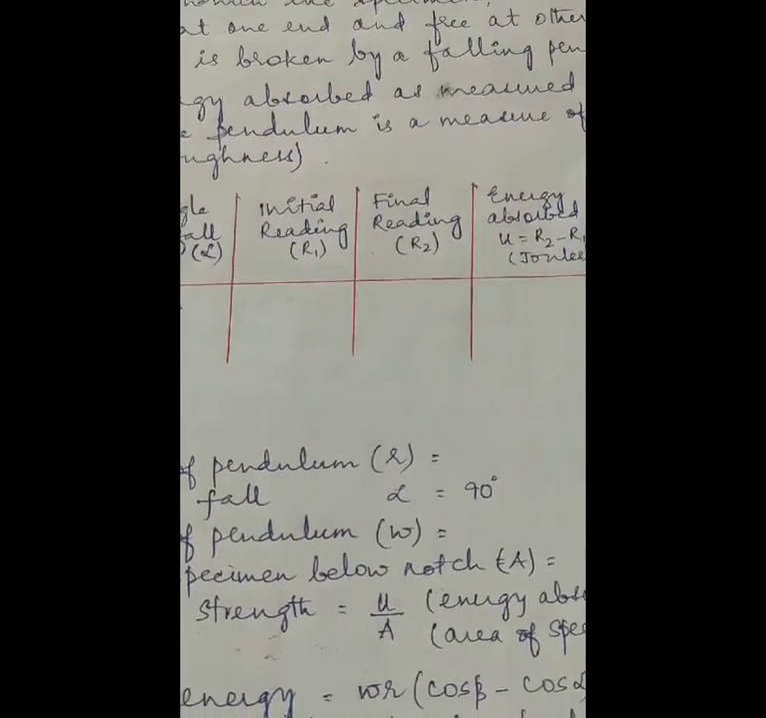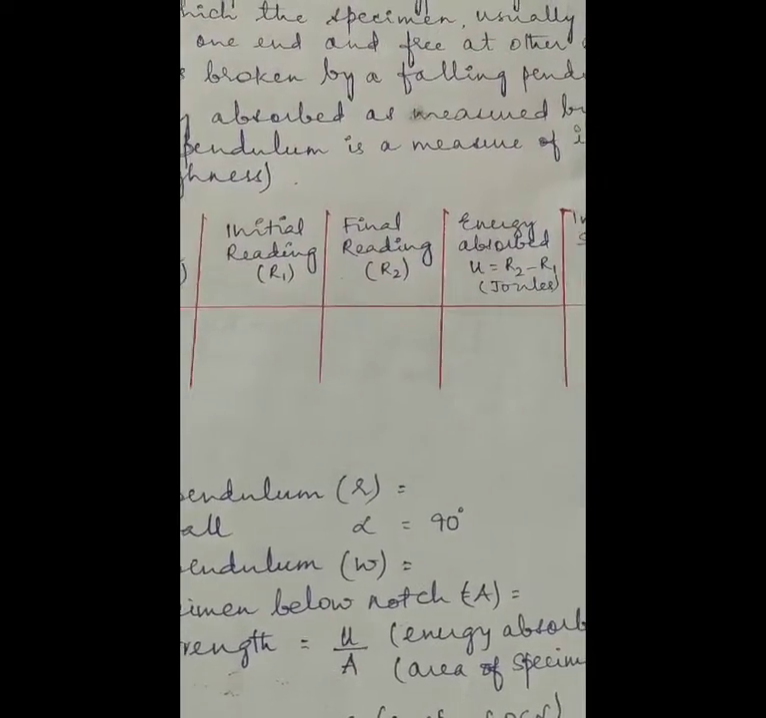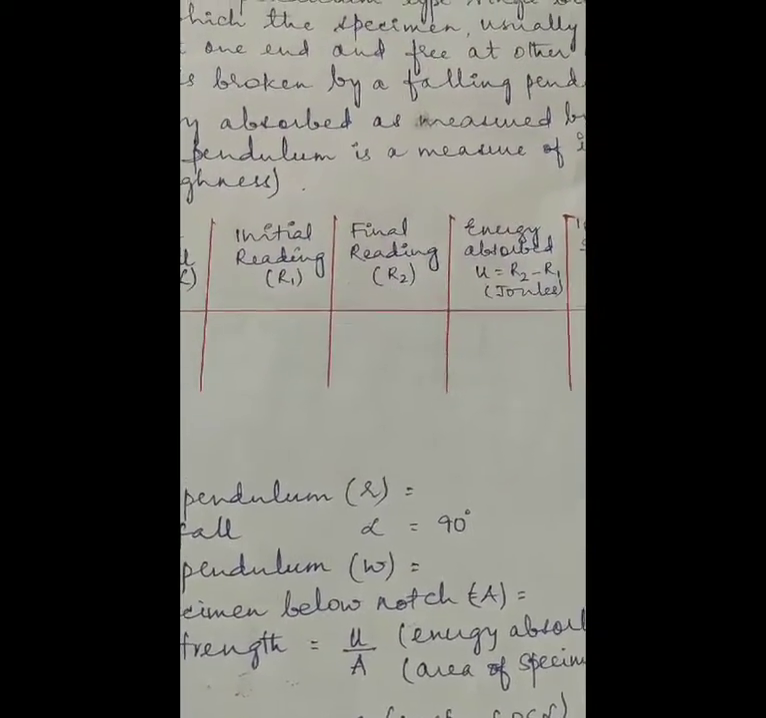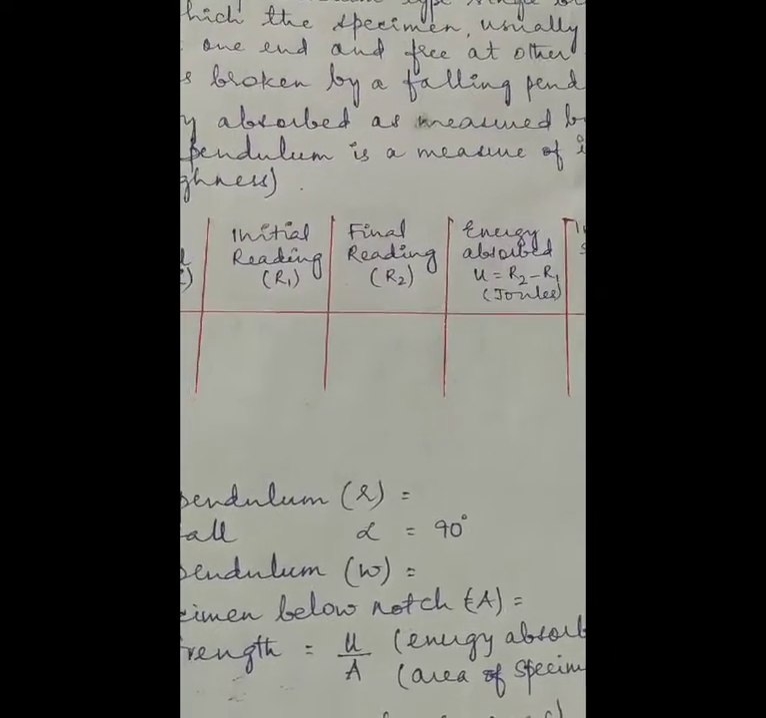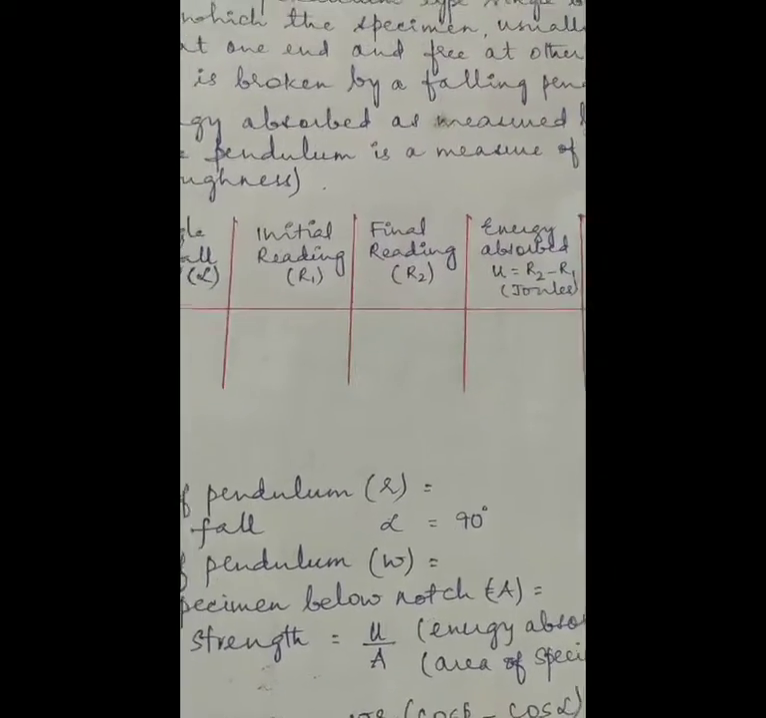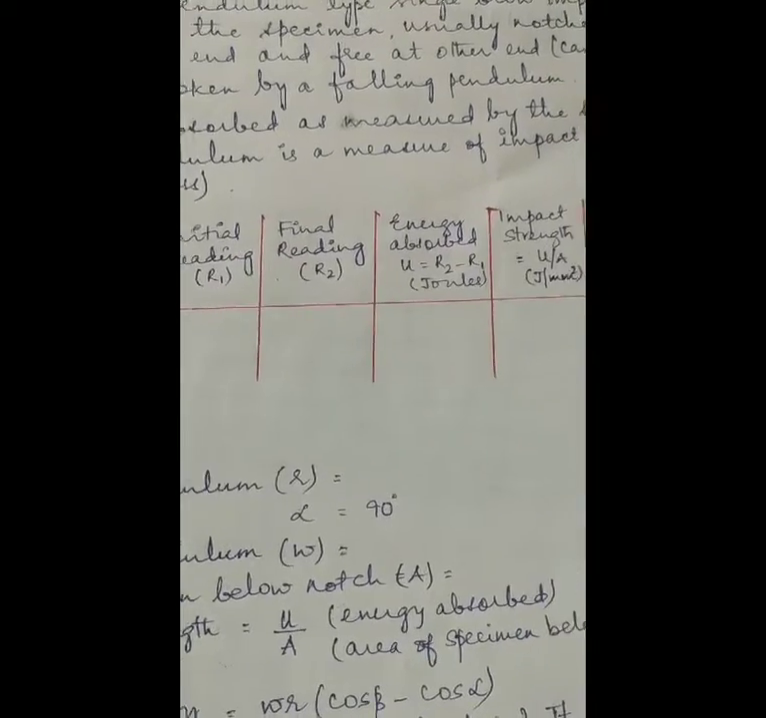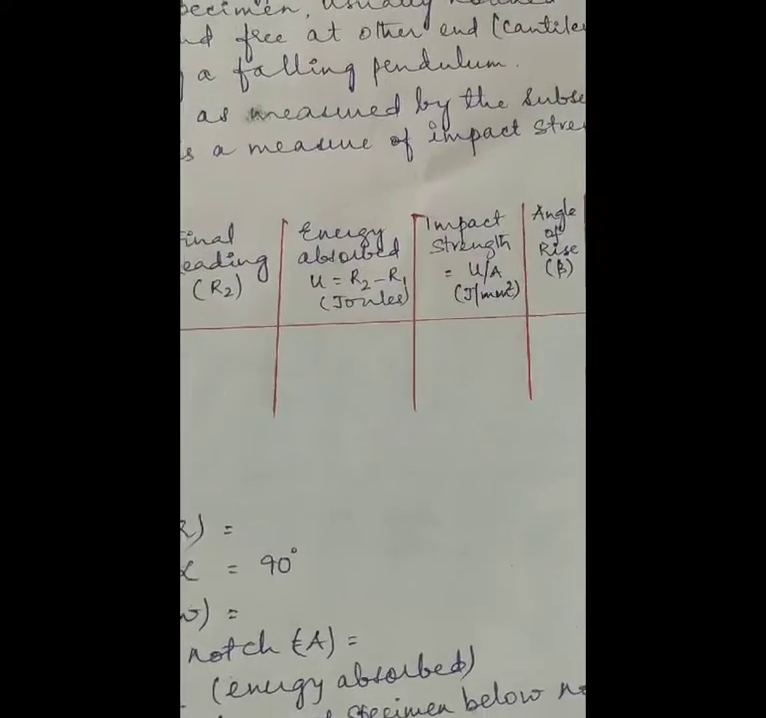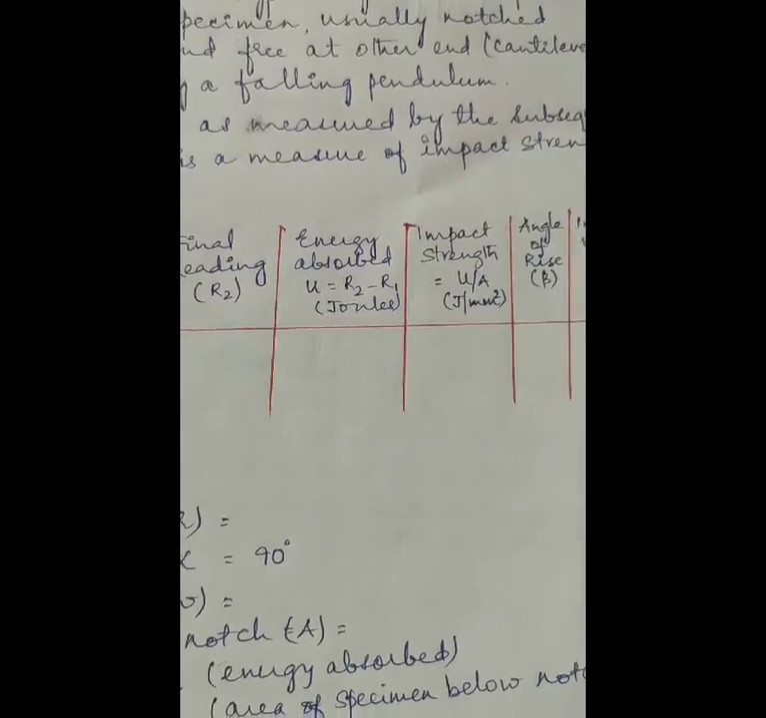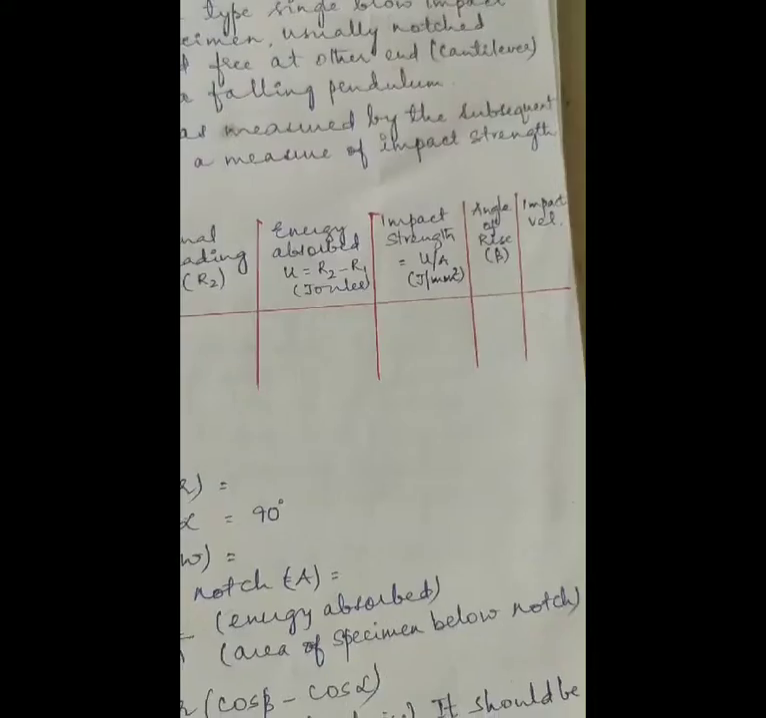Then that will be your R1. After keeping the specimen, once the pendulum hits it, the specimen is going to break into two pieces. So take the reading from the impact testing machine. Then the energy absorbed will be R2 minus R1, that is U, and the impact strength is the ratio of energy absorbed to the area of the specimen below the notch.